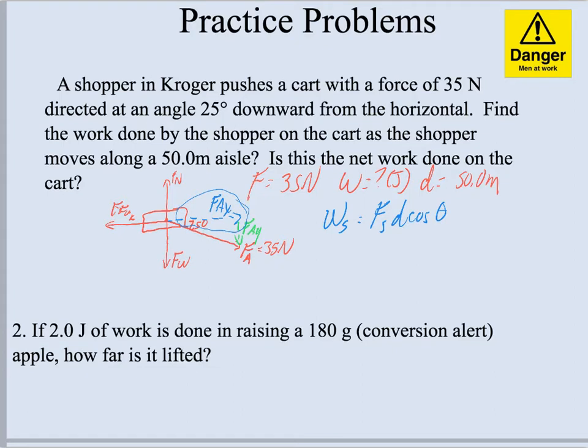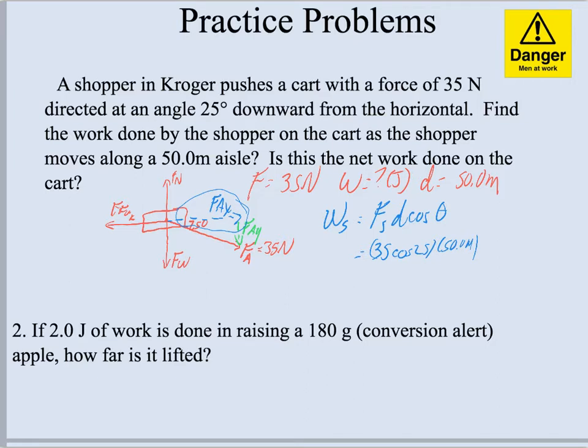And we know FAX is the adjacent side to the 25 degrees. And SOHCAHTOA tells us cosine is adjacent over the hypotenuse. So we know we're going to plug in our 25 degrees here to give us our work done by the shopper. So the force of the shopper, 35 newtons, times, might be easier to put the cosine after the 35 since you're used to that from when we started doing dynamics originally. We always put the hypotenuse and then we put the trig function right after it. So cosine of 25 times the distance of 50 meters.